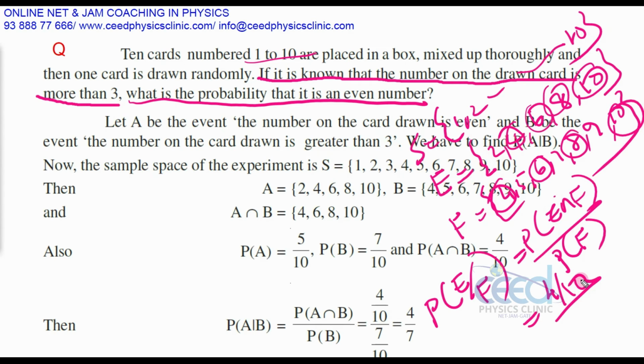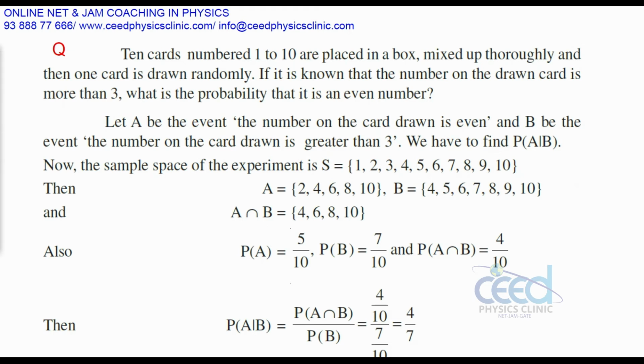And what is P of F? F has the elements 4, 5, 6, 7, 8, 9, 10. That is 7 by 10. So what is the final answer? 4 by 7. All right, so this is the answer.